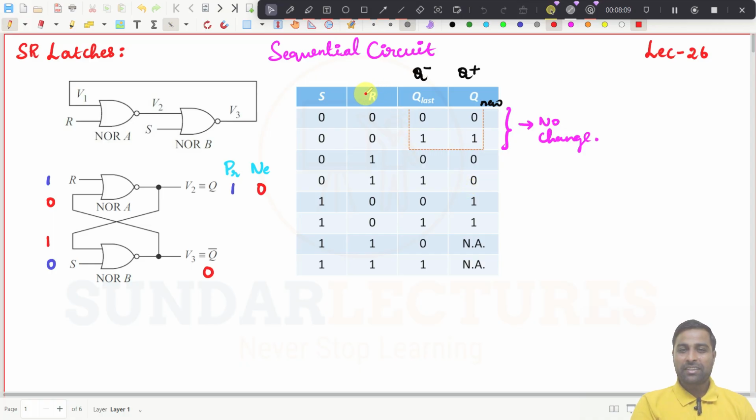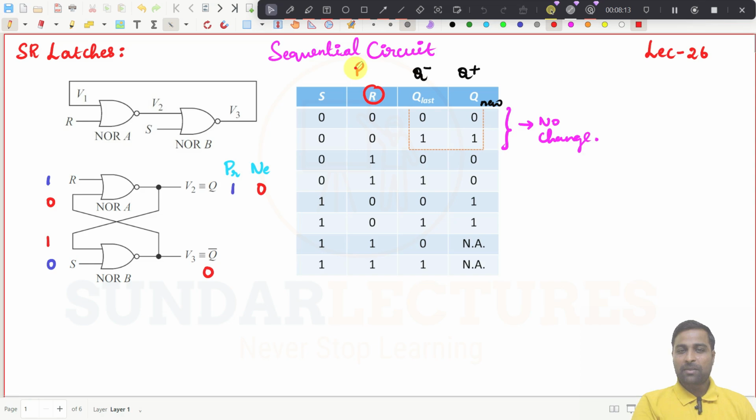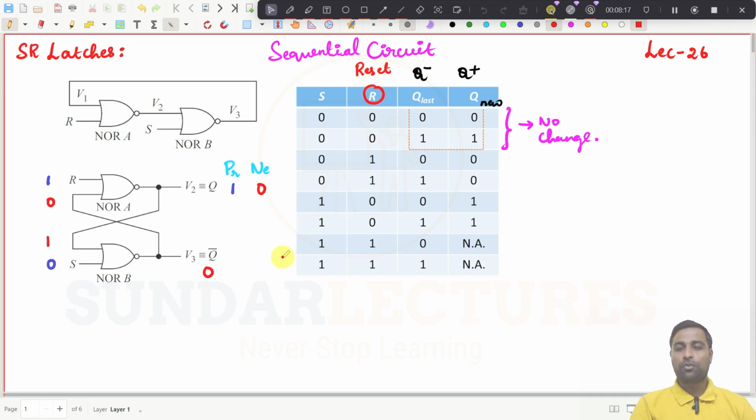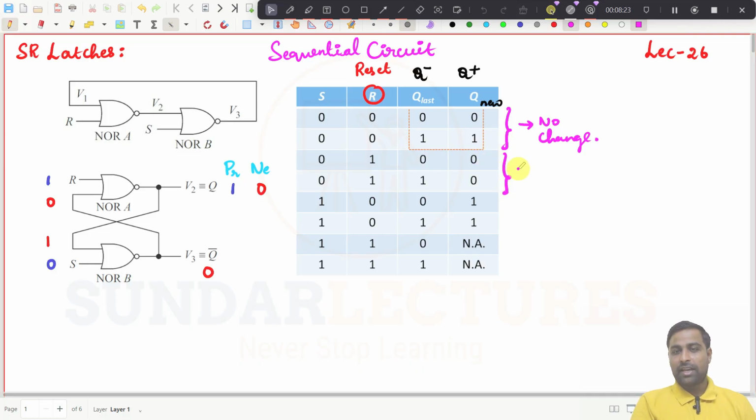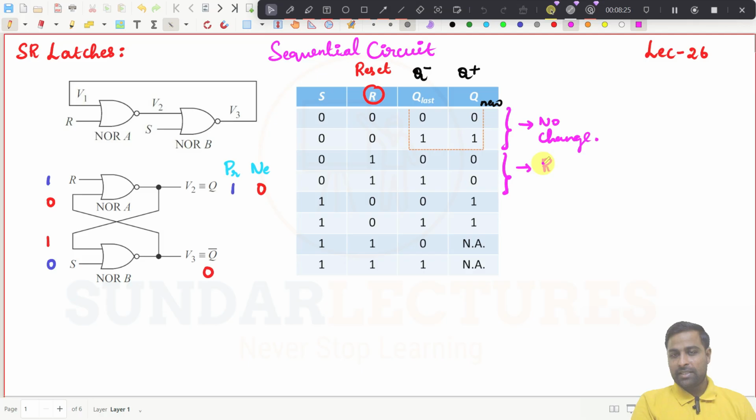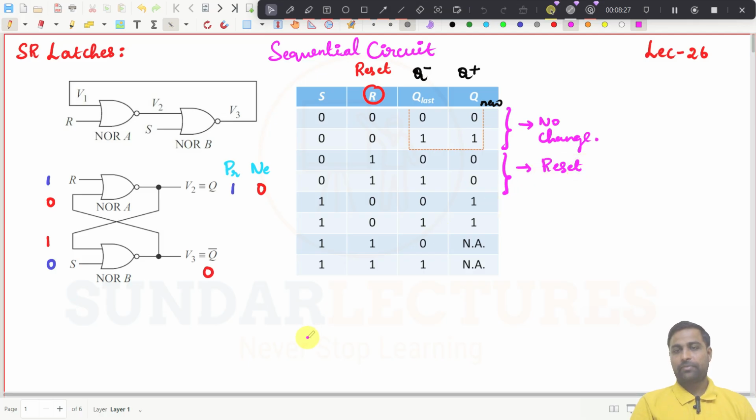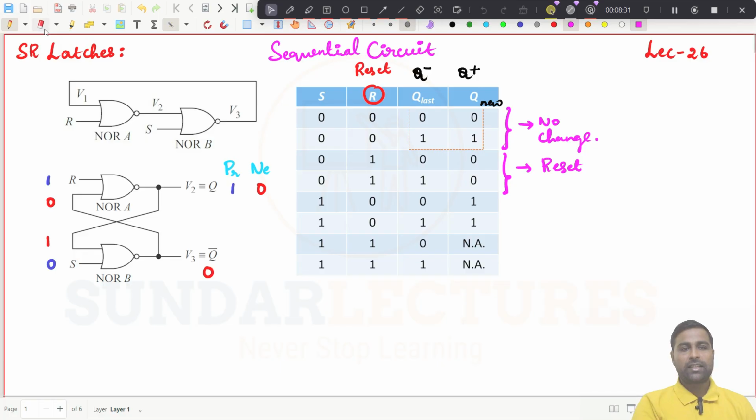That means this R, which is nothing but a reset. Reset, make it to 0. Make it to 0. That is the idea. Try to understand. So this condition, it is a reset condition. Reset condition. What we will do, we will go to the other thing also.